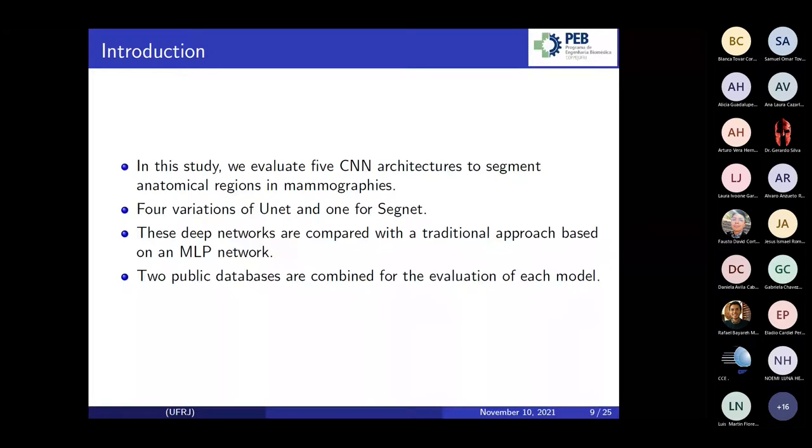And we are currently using 5 CNN architectures for the segmentation of the anatomical regions in the breast: 4 variations of UNet and 1 SegNet. And when I say variations, we take a CNN architecture and change the backbone of this CNN. And we compare the results of the CNN architectures with a traditional approach using a one-hidden-layer MLP network. And for that, we use 2 public data sets combined for the evaluation of each model.